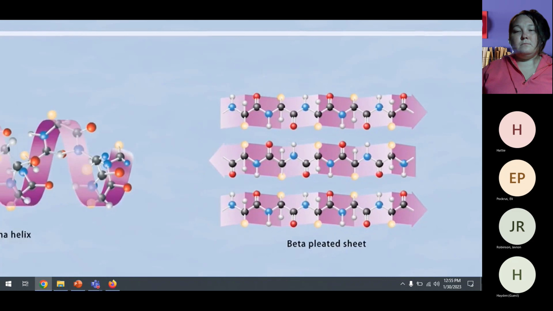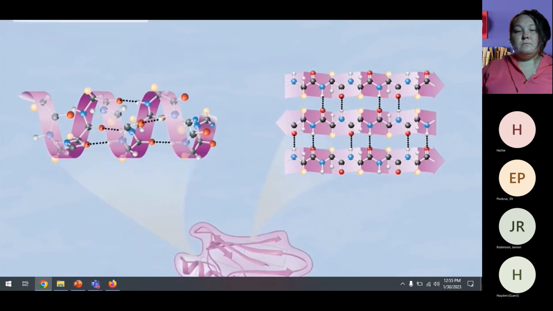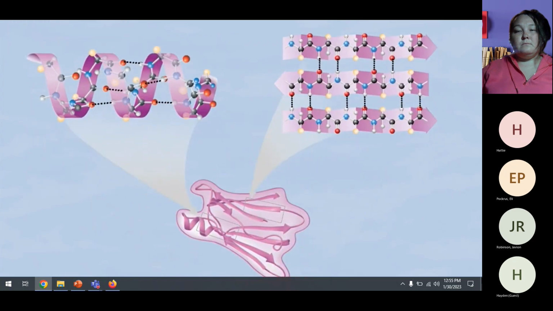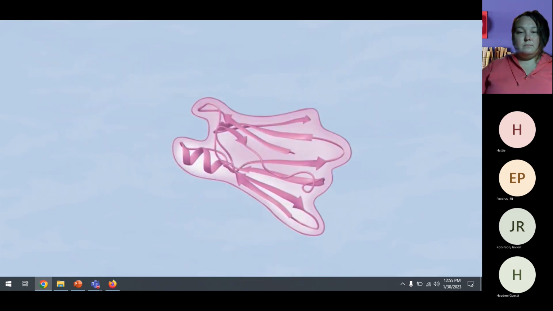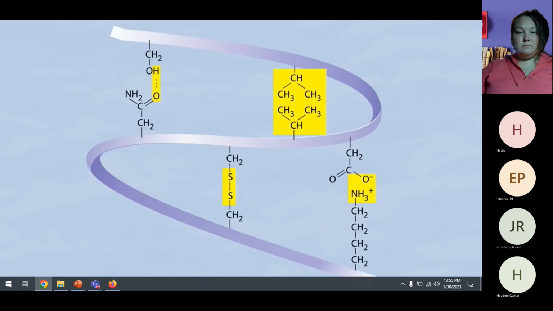These secondary structures are held together by hydrogen bonds, shown here as dotted lines between hydrogen and oxygen atoms of the polypeptide backbone. You can see secondary structures compacted in the globular 3-dimensional shape of this polypeptide. The overall shape of a protein is called its tertiary structure. This shape results from interactions between R groups of the various amino acids.